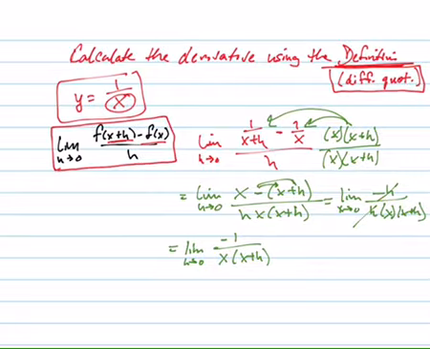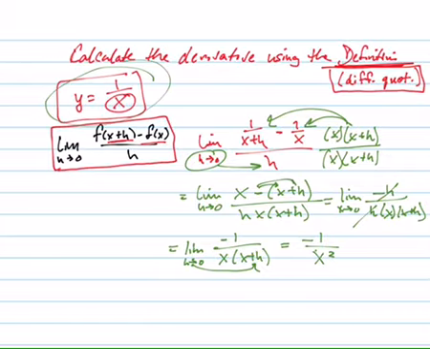Now, originally you couldn't have plugged in the 0 because you would be dividing by 0, and that's the reason that you couldn't have just done it originally. But now I can plug in 0, because now that will just give me x plus 0, which is just x. So my answer is just negative 1 over x squared. And that's the derivative of 1 over x: negative 1 over x squared.